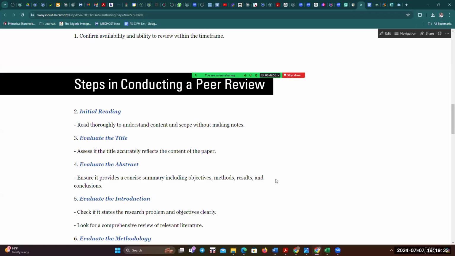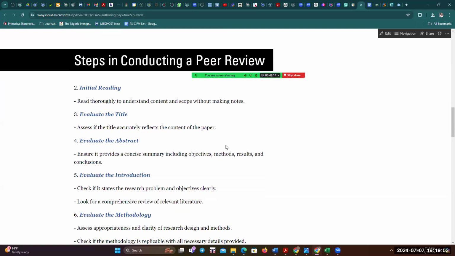Okay, back to what I was saying. So you read through and thoroughly read through and understand the paper, because that will now give you an idea of the feedbacks that you're going to give. Don't just begin to critique the first statement, right? First, read the paper, understand the scope, and then you set out.